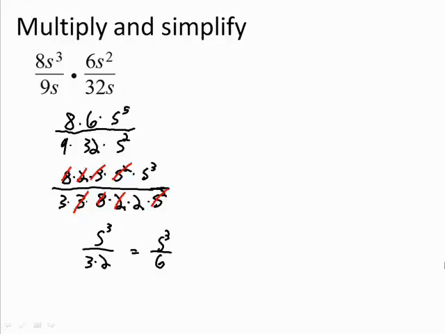The domain of this expression has to be the same as the domain of the original expression. You took an s squared out of the denominator. If this s squared was equal to 0, then the entire denominator would be equal to 0 and the expression would be undefined. So s squared cannot be equal to 0. Solve this equation for s. Take the square root of both sides. So s cannot be equal to 0.